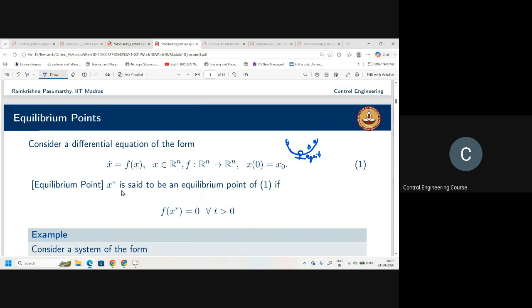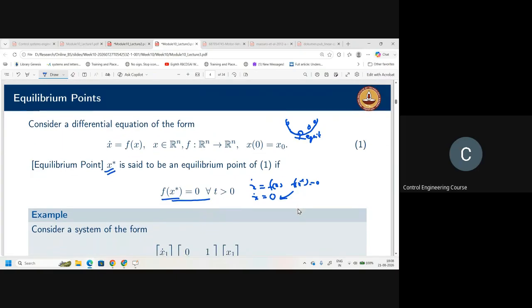So it is mathematically represented as follows: the equilibrium point is defined by x star. x star is an equilibrium point if f of x star equals 0 for all t greater than 0. This is called the equilibrium point. That means x dot is equal to f of x, right? So at the equilibrium point x star, f of x star equals 0, that means x dot equals 0 at x star.